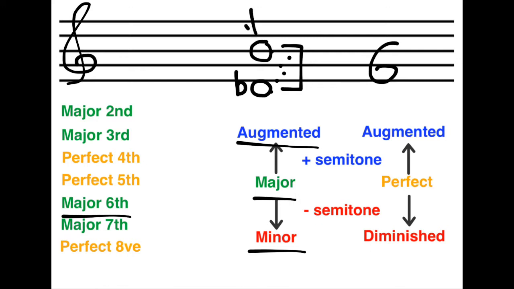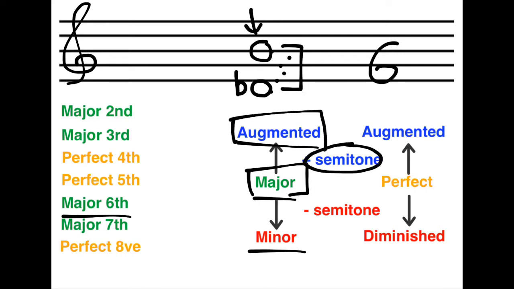Does that top note belong to the bottom note's major scale? No, it doesn't. B should be flattened in the scale of D flat major. Okay, so it's no longer flattened, it's actually just B natural. So you took what would have been a major sixth and you've made it higher. Okay, you've raised it by a semitone and it now becomes an augmented sixth. Okay, so that's an augmented sixth.